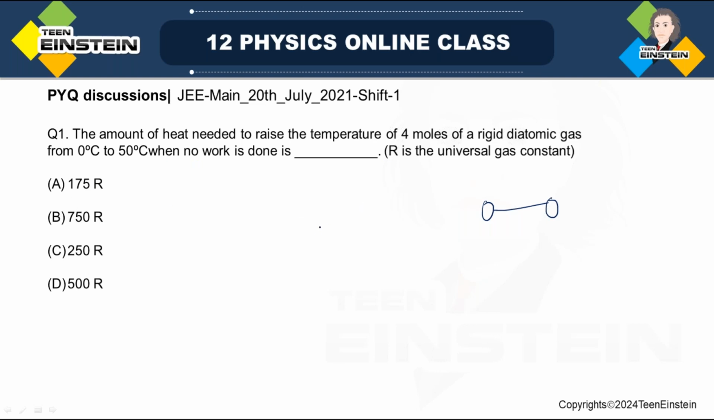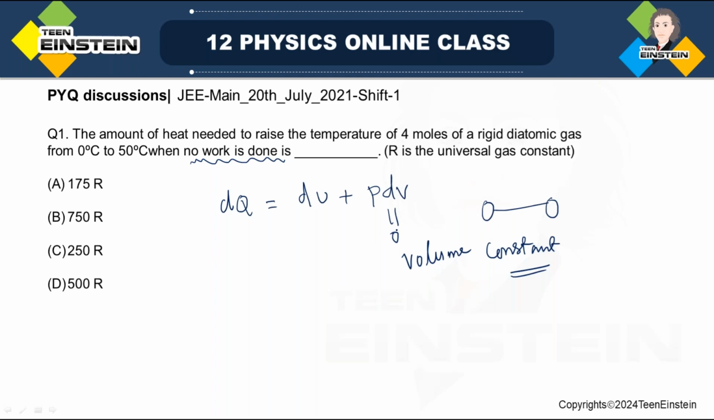You have to find out the amount of heat required, and here see this thing, when there is no work done. Okay, if we write down the first law of thermodynamics, dq is equal to du plus p dv. So no work done means this is 0, and see from here, if there is no work done, we can infer that the volume remains constant. Volume constant. Okay, so work done can be 0 only when there is no change in the volume.